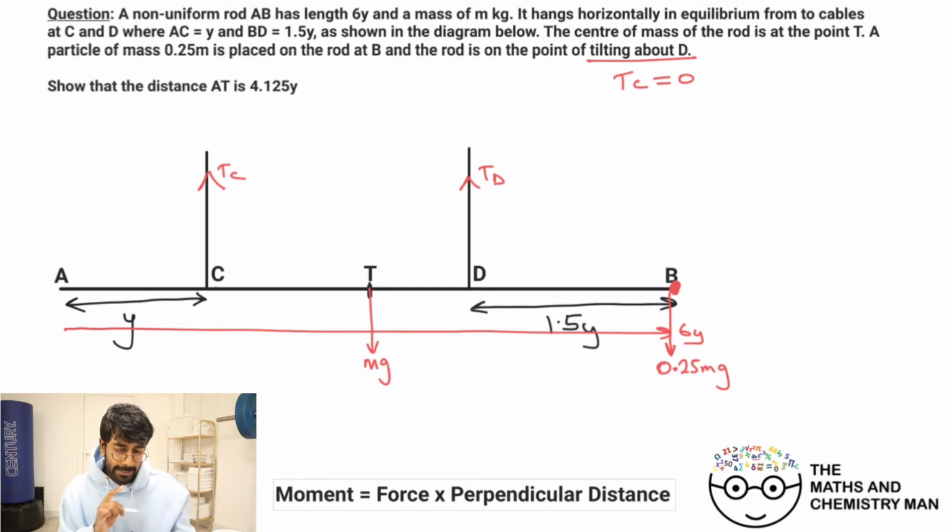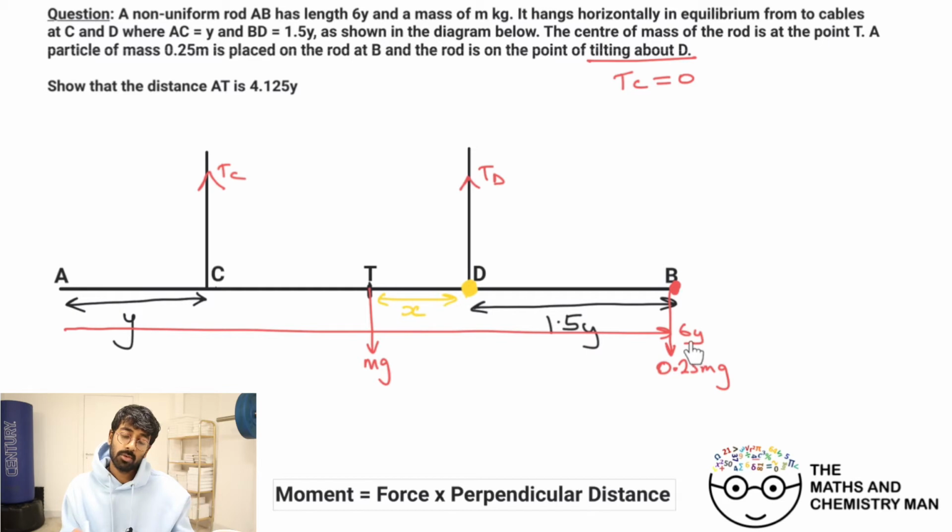Okay, how are we doing this? Well, I think what we should do is this. Let's take moments about somewhere, or envision taking moments about somewhere. And if it's about to tilt around D, then you know what? I'm going to say we should take moments around D. So right over there. Now, do we know this distance in here? No, we've got no idea what it is. So for now, I'm just going to call it x. Do we know the distance here? Yes, we do. We've got 1.5y.